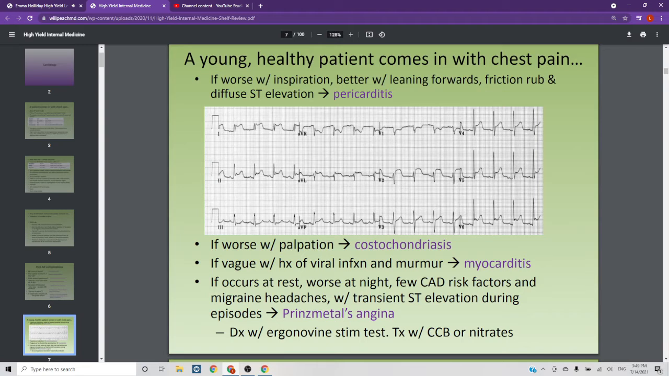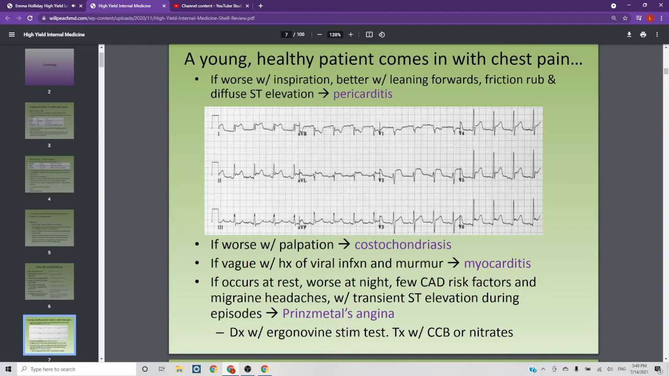And you might hear that rub that you might have heard on Step 1, right, when you had to listen to the little murmurs. It was a friction rub. So this is pericarditis. And what do we do for it? NSAIDs, right? We just said that. So, okay, some other causes of chest pain.